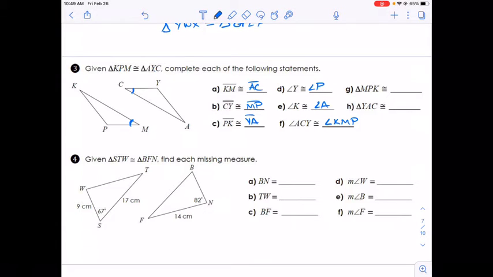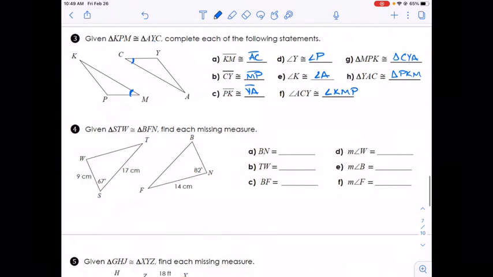Okay, triangle MPK is going to match up with triangle, and if you look at the order there, MPK, that's going to be CYA. See ya. All right, and then H, triangle YAC is going to match up with, as we look here, Y is going to match up with P, A matches up with K, and C matches up with M, so PKM.